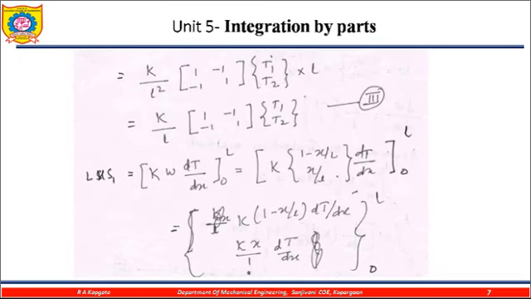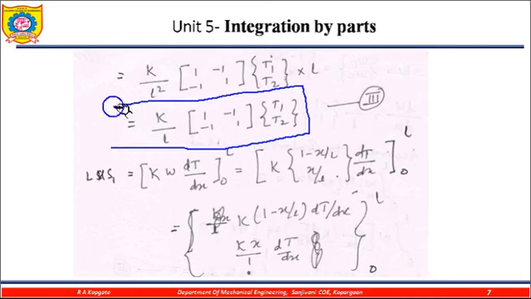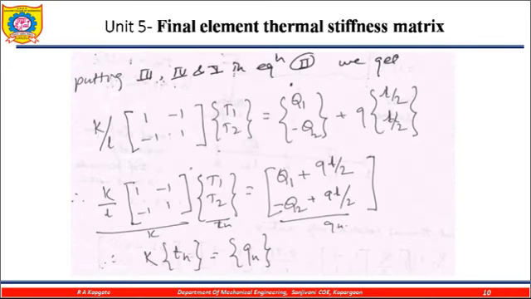So what we get, the first term is the right hand side, and the rest is also the right hand side. So this is the right hand side. So we are writing this one into the right hand side, K upon L, T1 by T2, right hand side.